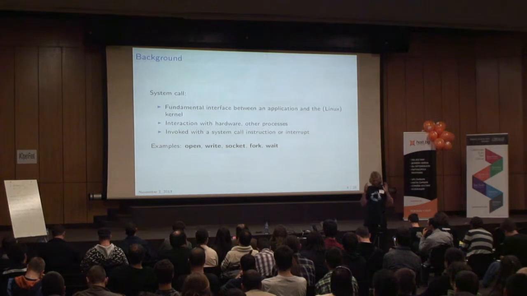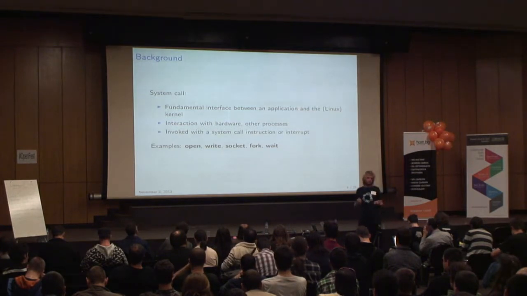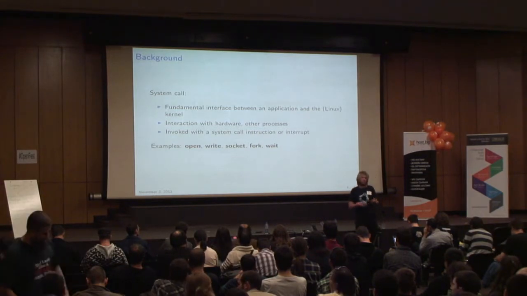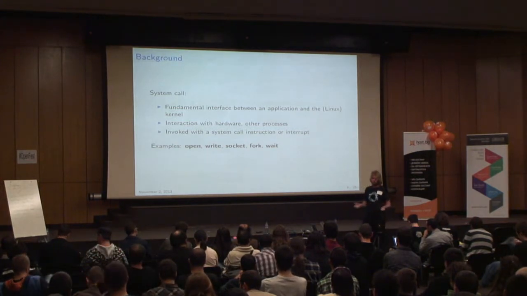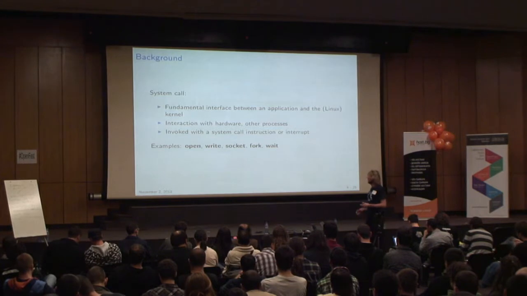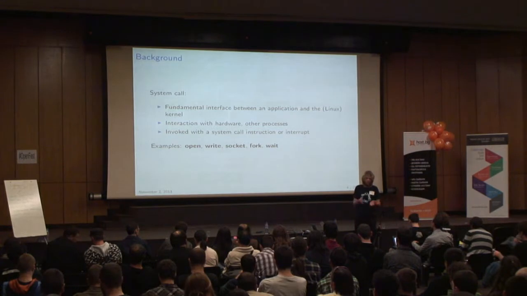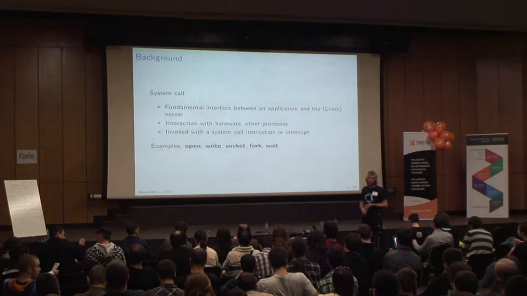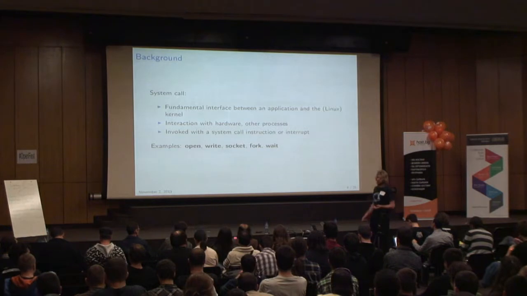Okay, so very basic: a system call is the fundamental interface between an application and the kernel. So if you want to interact with hardware, then you need a system call. If you want to mount a hard disk, if you want to write to a hard disk, if you want to start a new process, if you want to open a file, if you want to chat with a process, you need a system call. A system call is just a way to talk to the kernel, and you tell the kernel that you want it to do something by either executing a special instruction or equivalently an interrupt, depending on your platform.